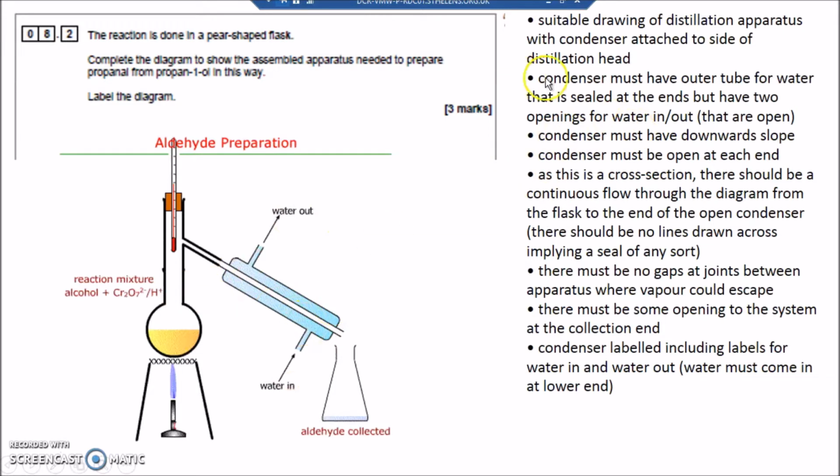It's got a downward slope as well. There's a mark for that. Condenser must be open at each end. We've got that.